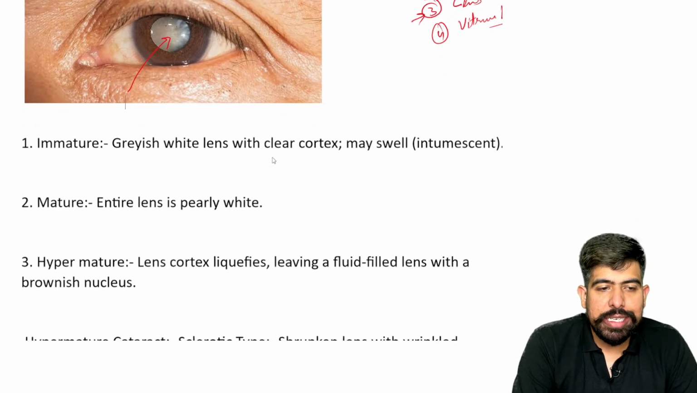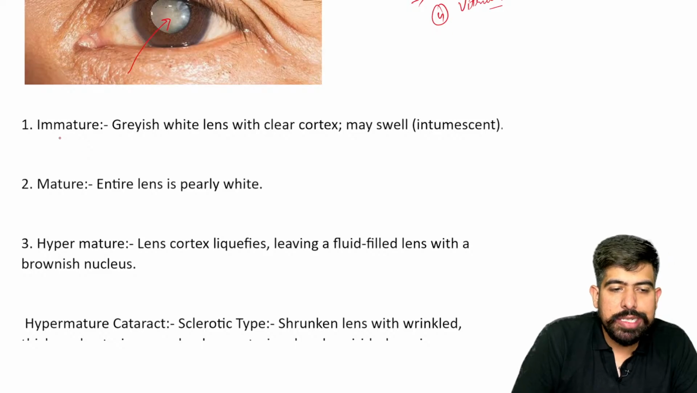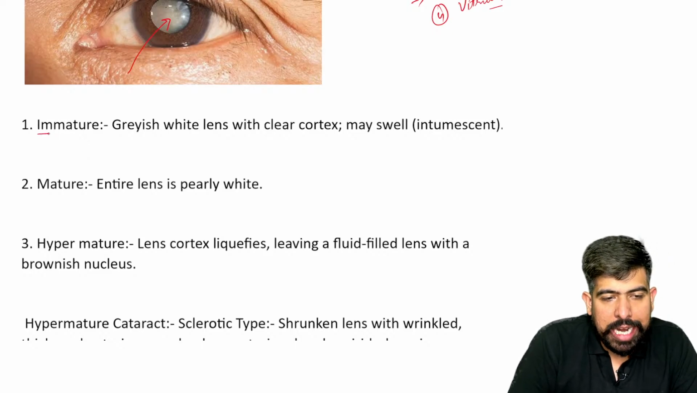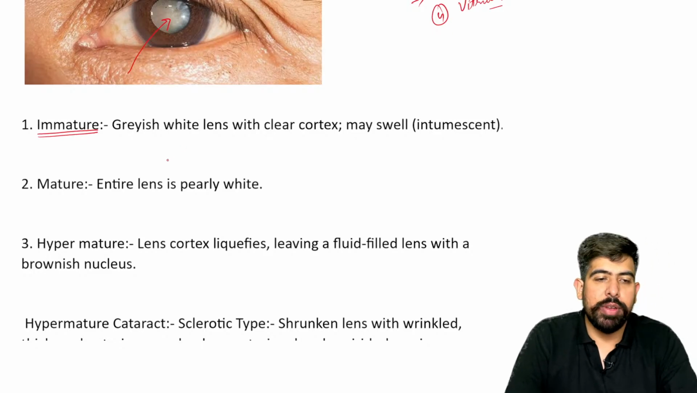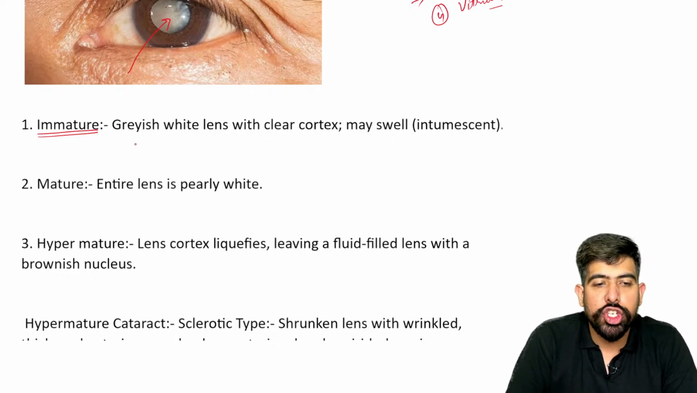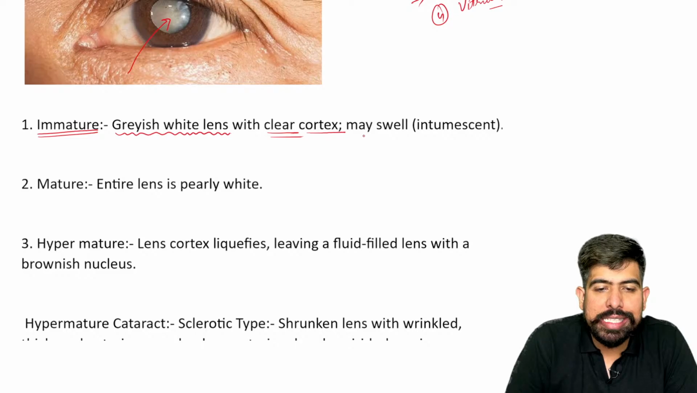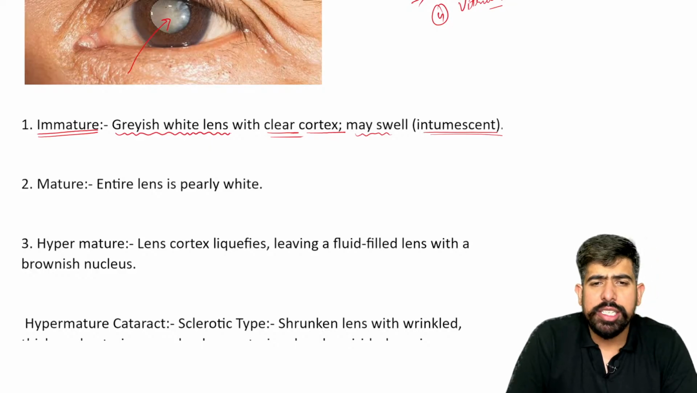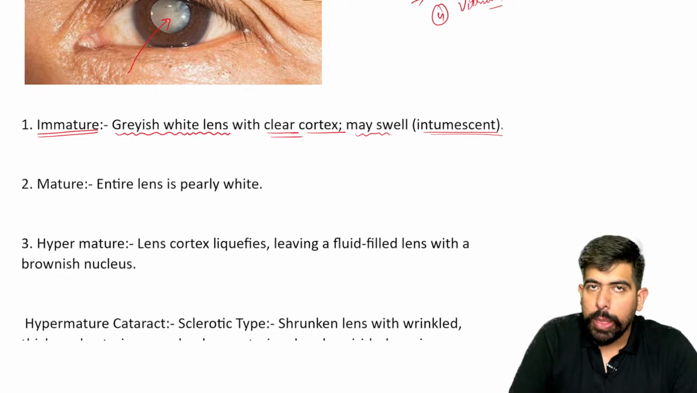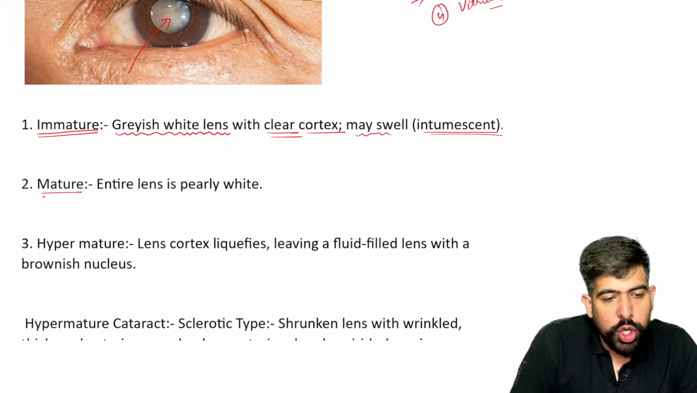Now, moving forward, in the senile cataract we also have types. The first is the immature type of cataract. What is the meaning of immature? In the immature, the lens remains grayish white with a clear cortex, and there may also be some swelling. We call this the intumescent cataract, and it is not yet mature. The immature cataract has just started. Okay.